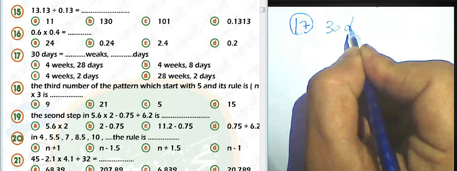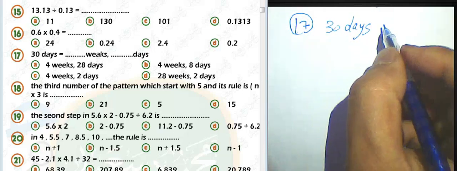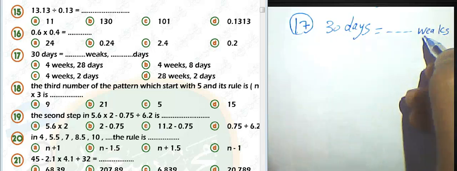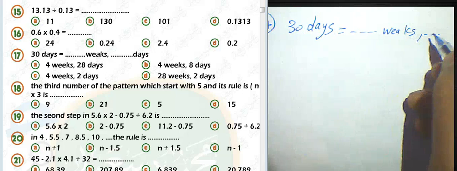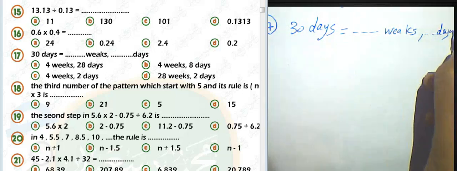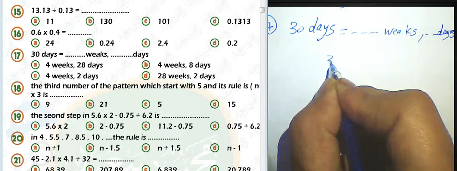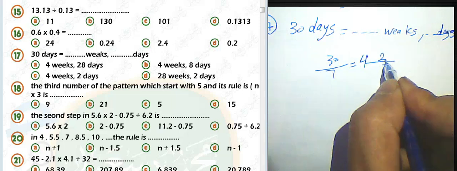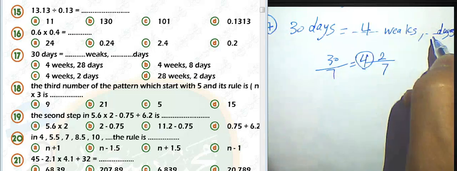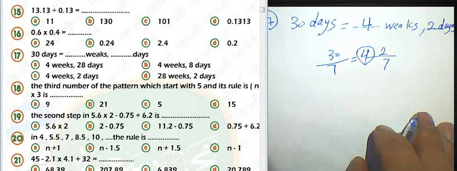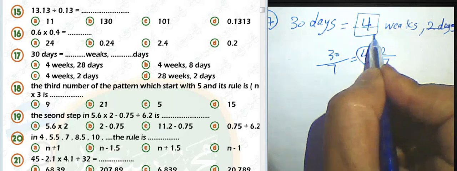Question 17. 30 days equal blank weeks and blank days. He asked how many weeks in 30 days and the remainder days. We know 30 divided by 7 equals what? 4 times 7 equals 28 and the remainder 2. So we have 4 weeks and the remainder 2 days. Okay, because 1 week equals 7 days. 30 divided by 7 equals 4 and the remainder 2. So we must write here 4 and remainder 2.